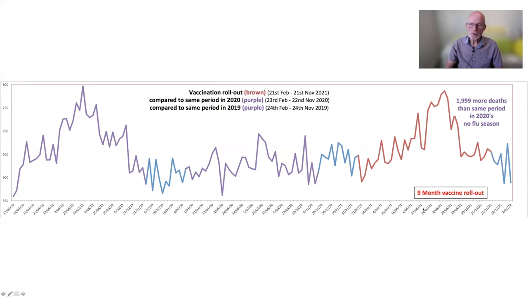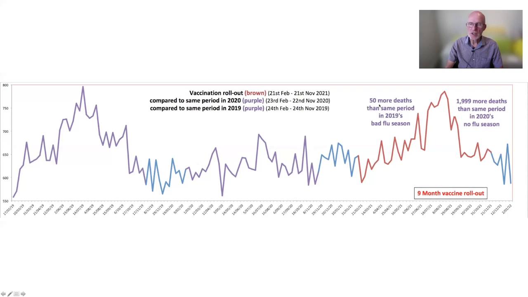The other thing I did was compare it with this flu season over here. 2019 was quite a serious flu season, it seems. And so there's a lot of similarity between these two castles, so to speak, but this one is still larger, and it's larger by 50 more deaths. So there were 50 more deaths here when there was no flu than there was over here when there was flu. And again, the question is, why?